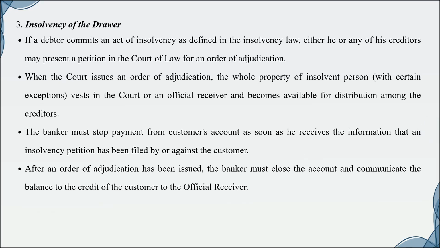The third situation under which the banker may refuse the payment of their customer's check is insolvency of the drawer. Suppose a debtor commits an act of insolvency as defined in law, either he or any of his creditors may present a petition in the court of law for an order of adjudication. When the court issues an order of adjudication, the whole property of the insolvent person vests in the court or an official receiver and becomes available for distribution among the creditors.